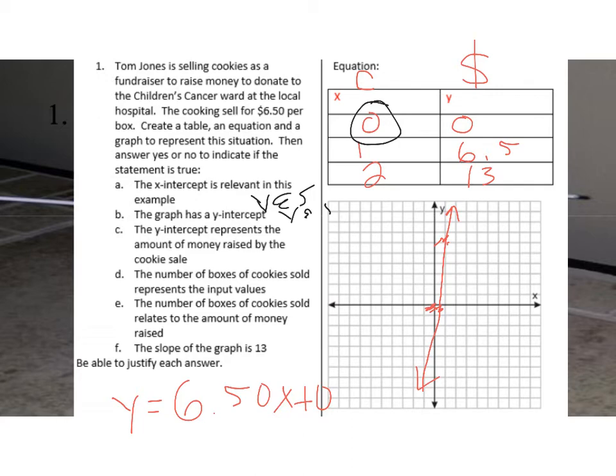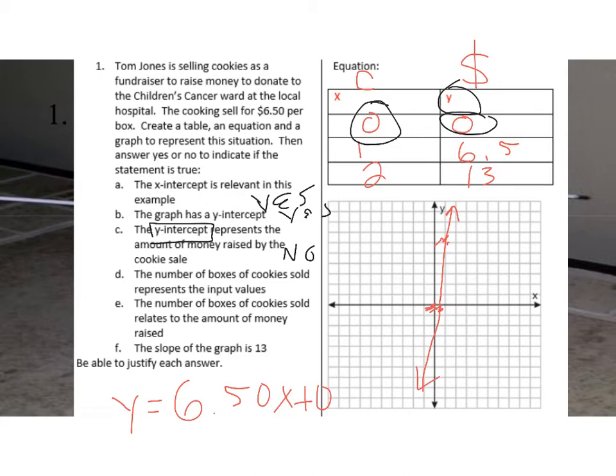C, the y-intercept represents the amount of money raised by the cookie sale. Now, the y-axis over here does represent the amount of money raised. Okay, so that's the y-axis. But when you're speaking specifically of the y-intercept, it is our starting point, and we definitely make more than that. In this case it equals 0, so we definitely make more than 0. So to that we should say no. The y-intercept does not represent the amount of money raised by the cookie sale. The amount of money raised changes depending on how many boxes you sell, but it's not this y-intercept.